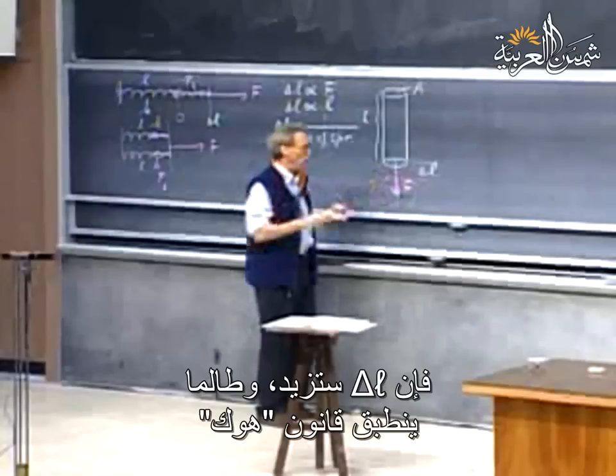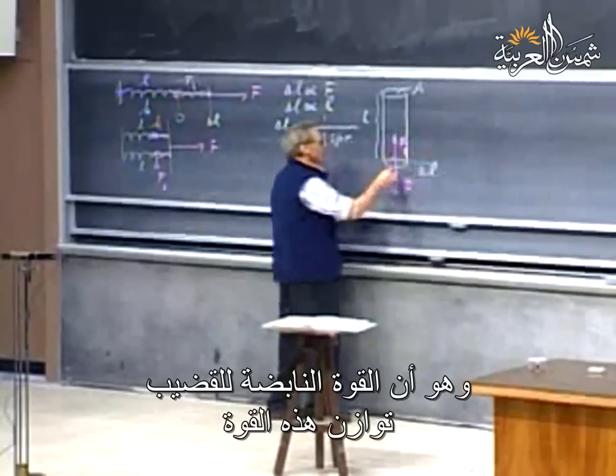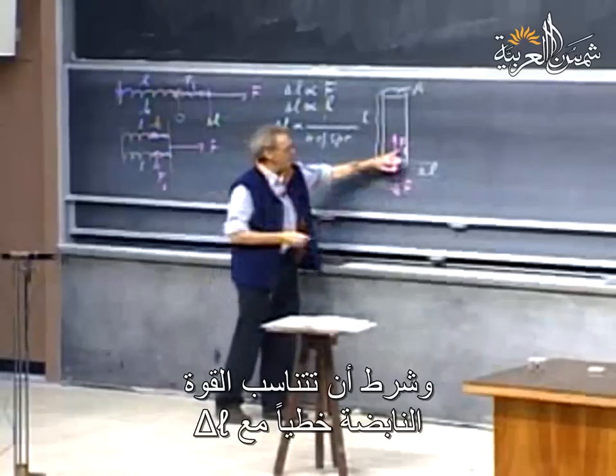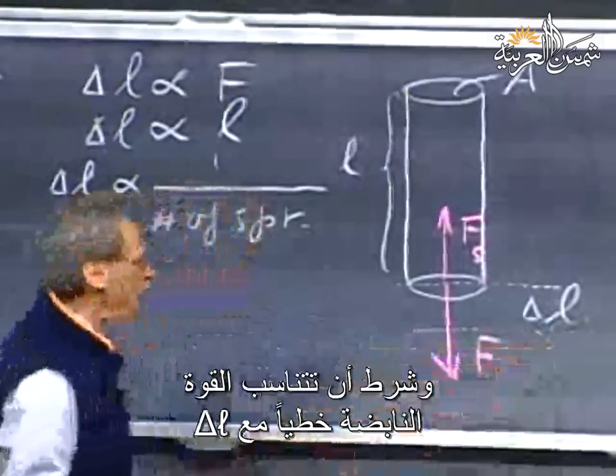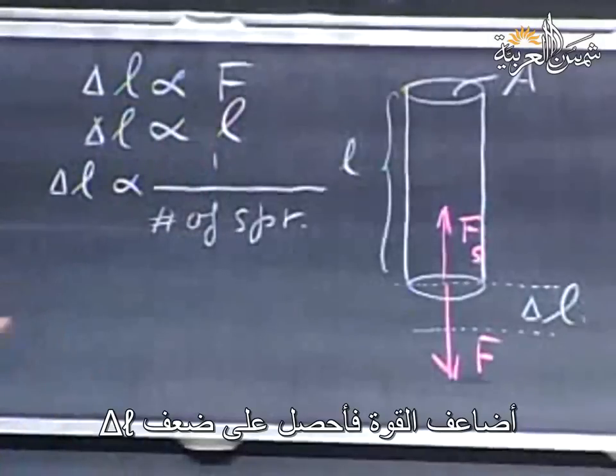And as long as Hooke's law holds, that the spring force provided by the rod balances this out, provided that the spring force is linearly proportional with delta L, I have again that delta L will be proportional with the force. Double the force, I get twice delta L.